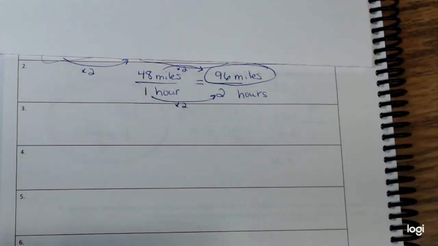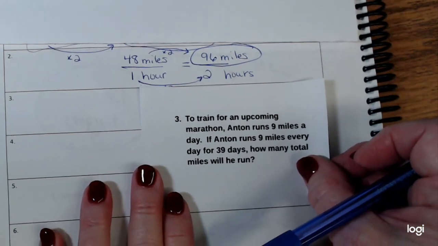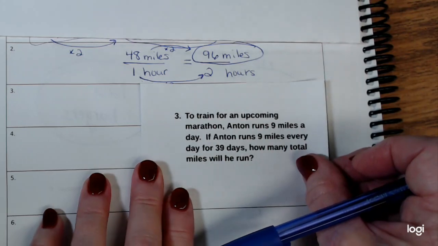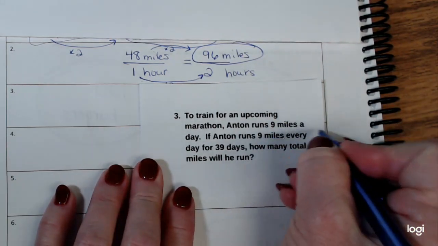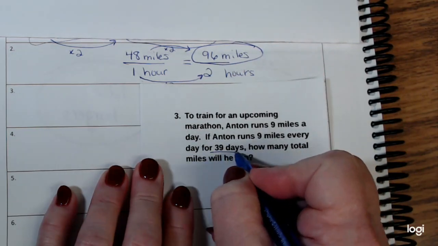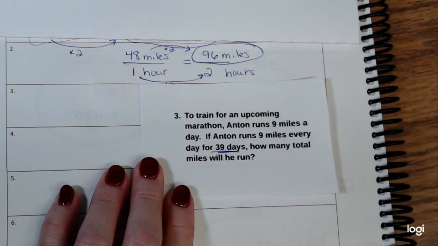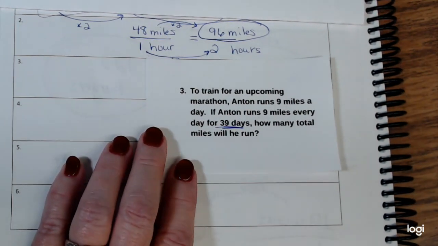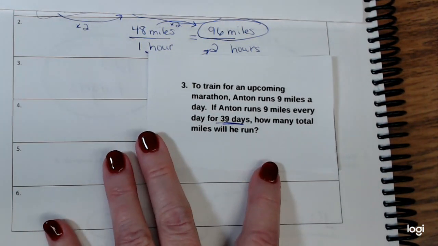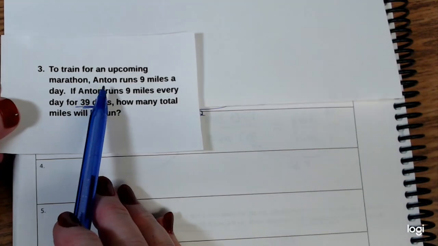All right, let's move on to problem number 3. Once again, pause your video and see if you can solve problem number 3. To train for an upcoming marathon, Anton runs 9 miles a day. If Anton runs 9 miles every day for 39 days, how many total miles will he run? Ooh, how am I going to solve this problem?